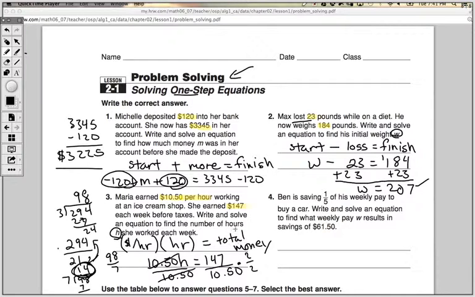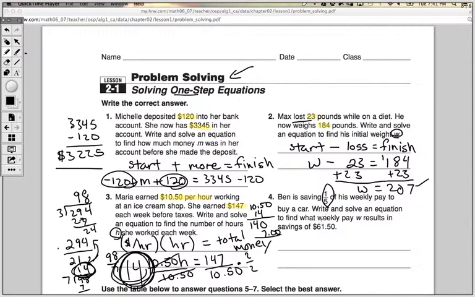Now, if I really wanted to check this, I could just multiply 14 times $10.50. Well, 14 times $10 would be $140. 14 times 50 cents would be $7. Put those together, we get 147. So the answer is 14. I know I don't really leave much space here for an answer, but 14 is the number of hours for the week. All right. Ben is saving 1/5 of his weekly pay to buy a car.